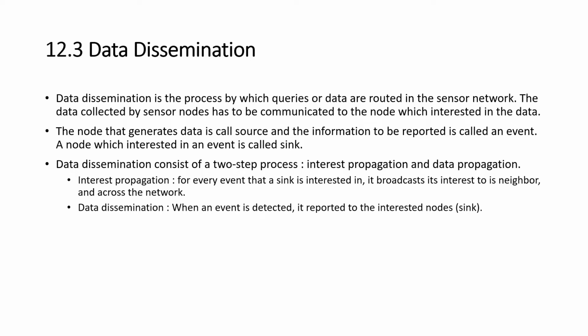Data dissemination consists of a two-step process: interest propagation and data propagation. Interest propagation: for every event that a sink is interested in, it broadcasts its interest to its neighbors and across the network. Data propagation: when an event is detected, it is reported to the interested nodes.